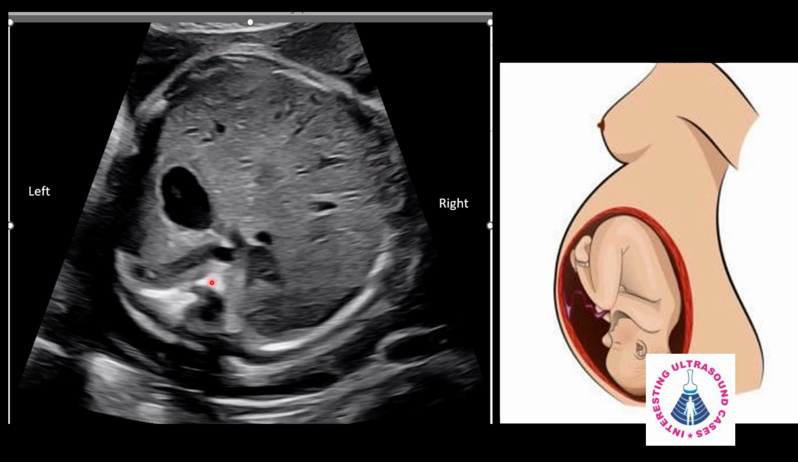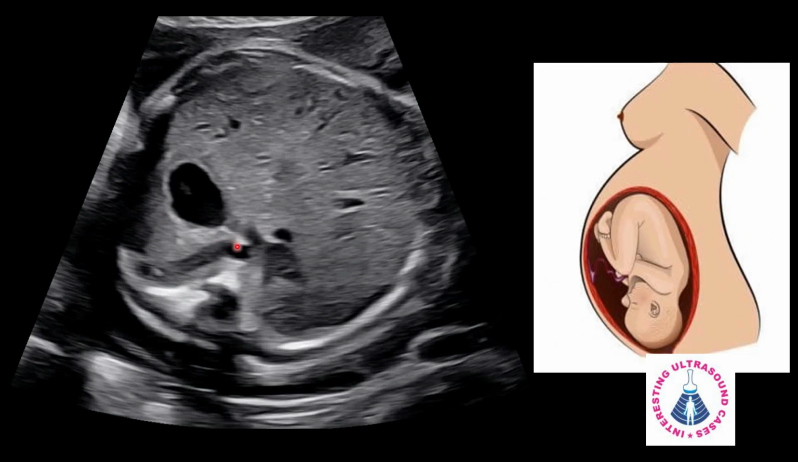Aorta is seen on the left of spine and IVC is seen anterior to the aorta and to the right of spine. So if we draw a line exactly in the middle, aorta will be left side, IVC will be right side. So abdominal situs is normal.